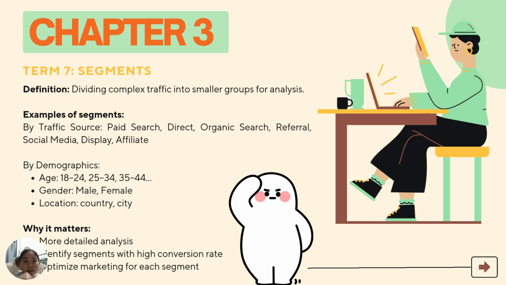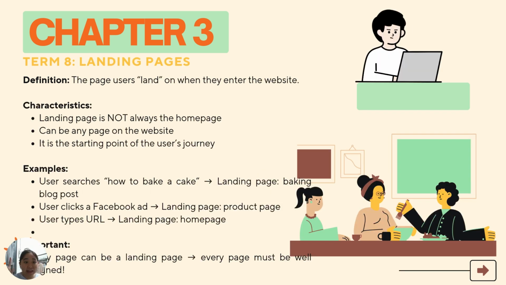Term 7 is segments. The definition of it is dividing complex traffic into smaller groups for analysis. Examples are segments by traffic source like paid search, direct, organic search, referral, social media, display, and affiliates, and by demographics such as age, gender, and location. Why it matters: to provide more detailed analysis, to identify segments with high conversion rates, or to optimize the marketing for each segment.